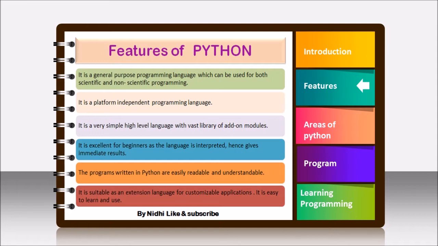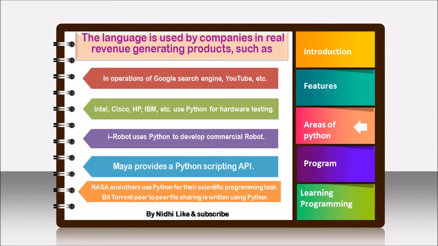Now let's move to the areas where Python is used. This language is used by various companies in real revenue generating products. For example, in the operations of the Google search engine. It is also used by YouTube, Intel, Cisco, HP, IBM, etc. These are the companies that are using Python for hardware testing. Apart from this, iRobot uses Python to develop commercial robots.